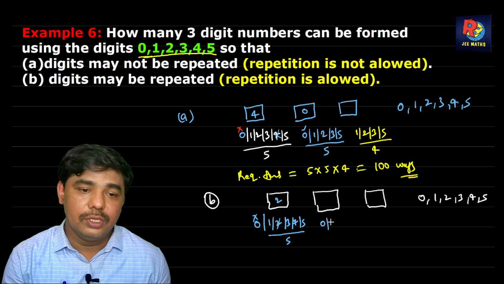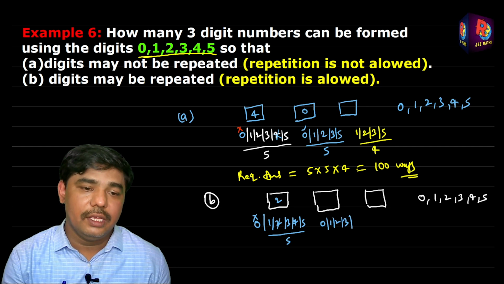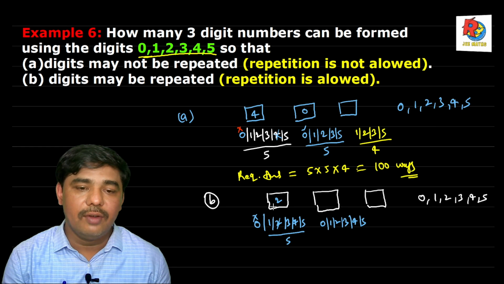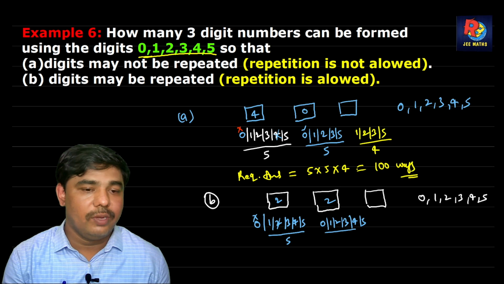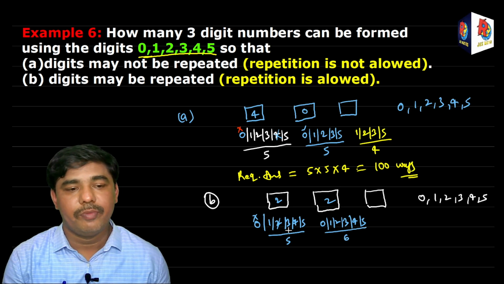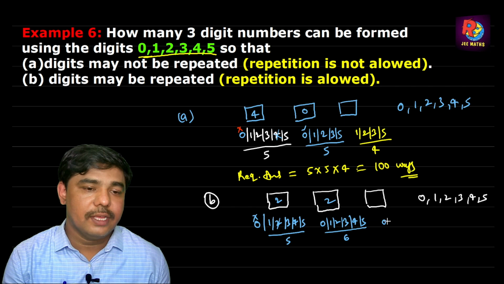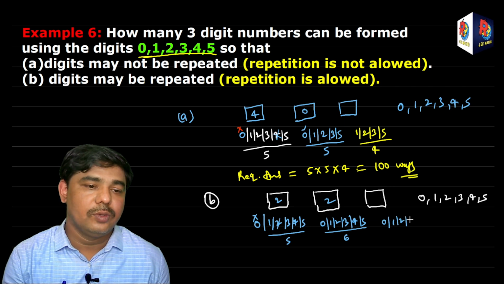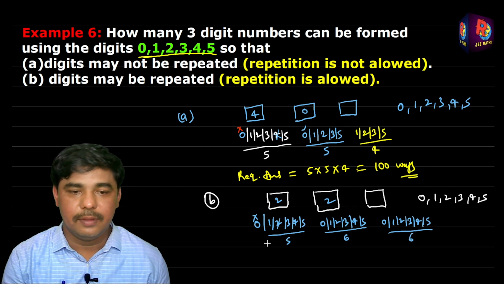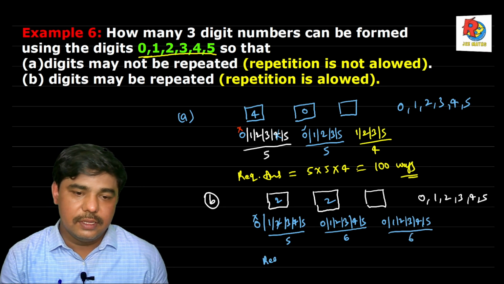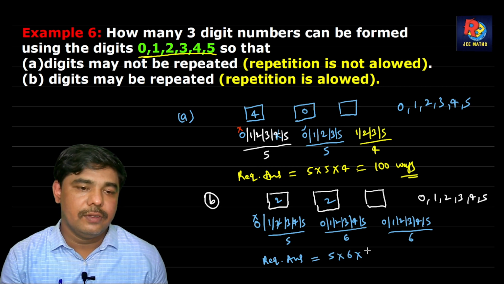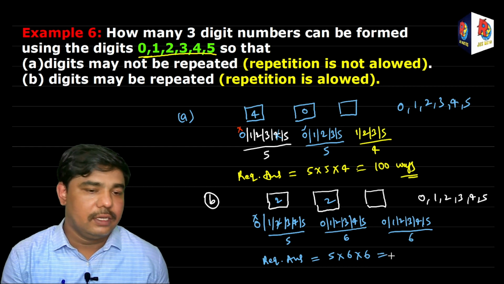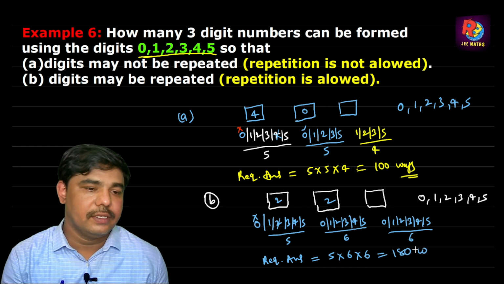Here I have 0, 1, 2, 3, 4, 5. Here I have taken 2, but repetition is allowed, so 2 again I can take here. There is no issue about that. See, how many choices are there? 6. Then here also the same thing: 0, 1, 2, 3, 4, 5. Here also I have 6 choices. Therefore the required answer is 5 into 6 into 6, 30, 36, 180 ways.